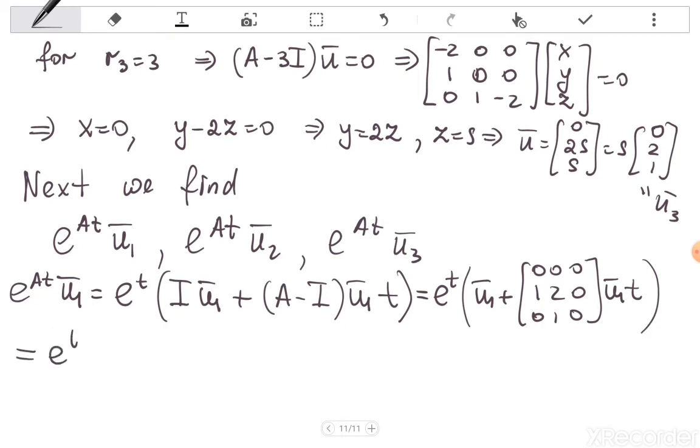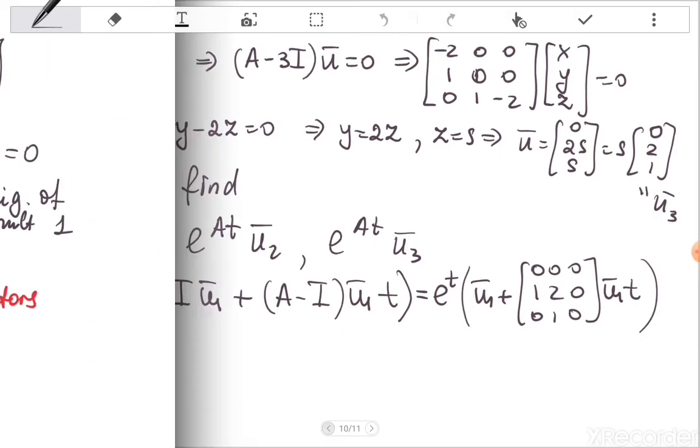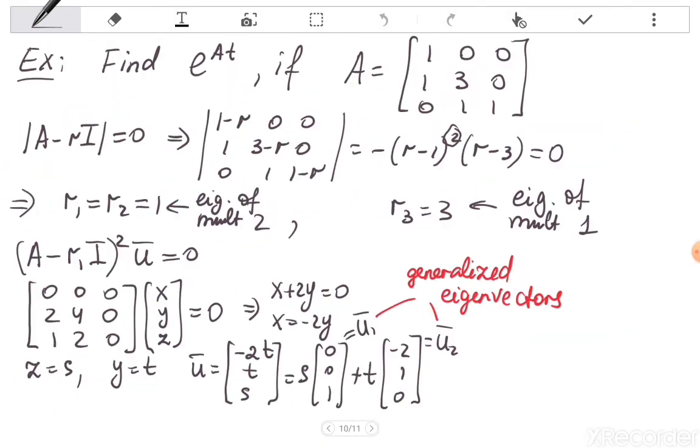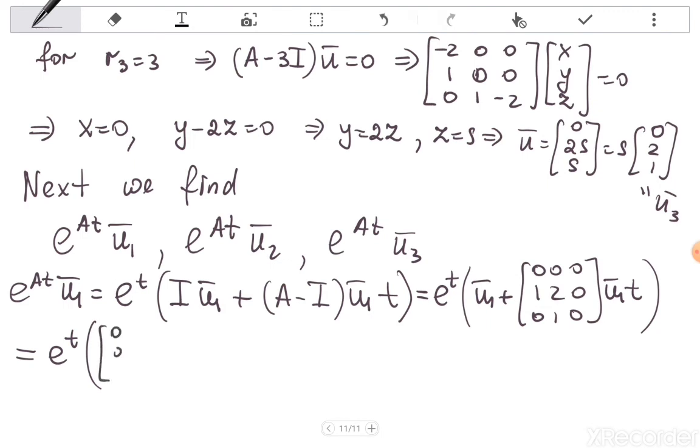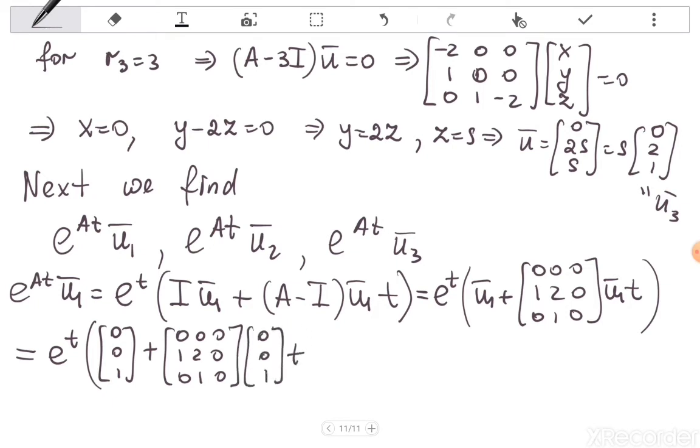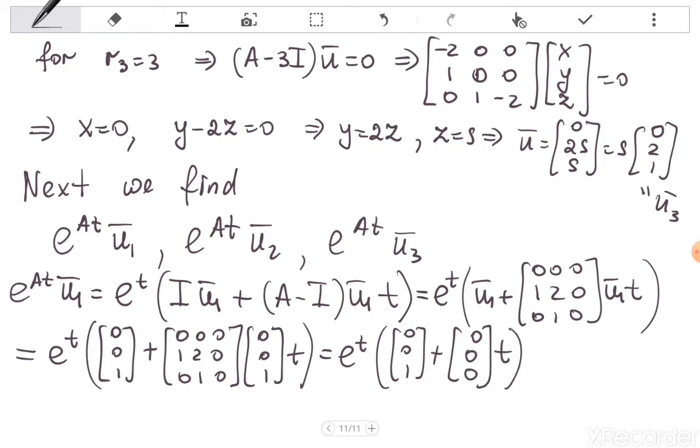So e to the t, and what was u1? This is (0, 0, 1) plus this thing applied to (0, 0, 1) times t, e to the t, and here we get (0, 0, 1) plus, what is this vector? The first component 0, then again 0, then again 0, just nothing. So we get just (0, 0, e to the t).